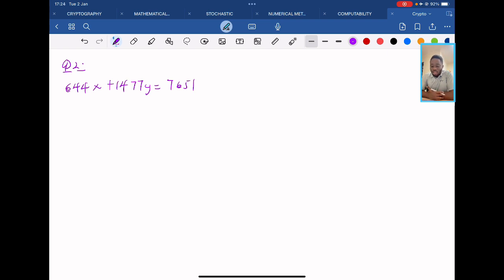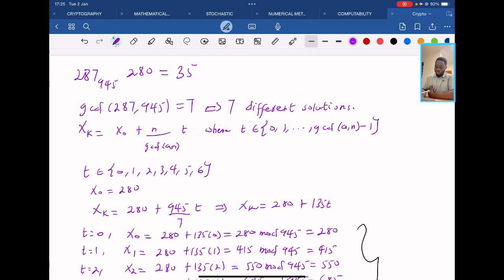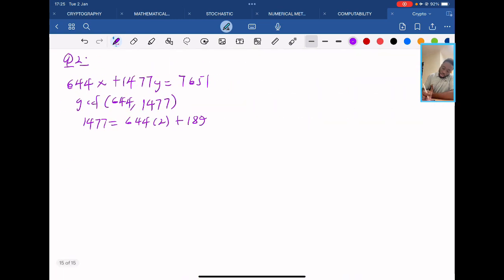So first of all, check for the GCD. What is the GCD of 644 and 1477? Using the Euclidean algorithm, 1477 is equal to 644 times 2 plus 189. Okay, so 644 will be equal to 189 multiplying 3 plus 77.